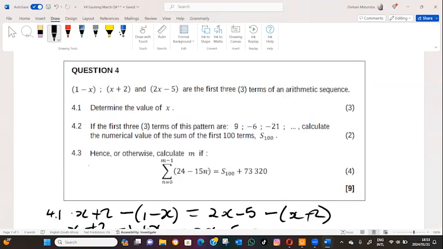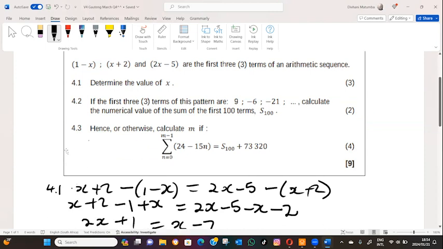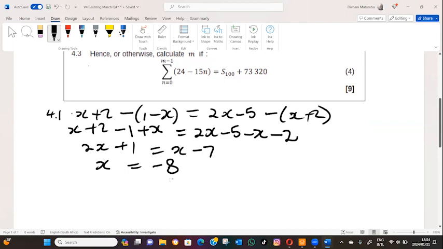We are going to question 4.2, which says if the first three terms in this pattern are 9, minus 6, and minus 21, calculate the numerical value of the sum of the first 100 terms. That is S100. Before you panic, this is actually straightforward. Every time they mention the sum of the series, there's formulas. You just plug and play. So which formula are we going to look at?